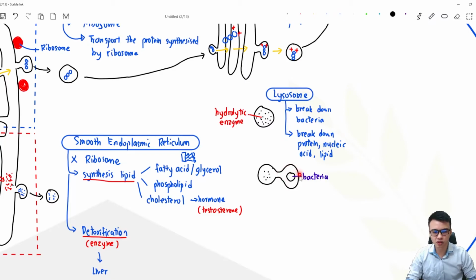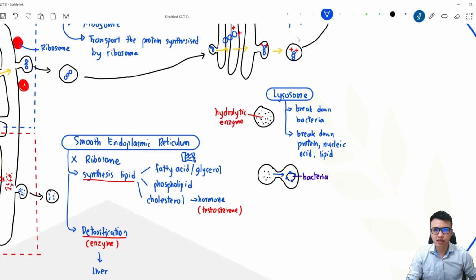It will fuse with a vacuole that consists of the bacteria. Then this lysosome is going to release into the vacuole that consists of the bacteria, and digest the bacteria inside the vacuole. So this is how the lysosome works. Now, not only that, the lysosome can also break down a lot of stuff.